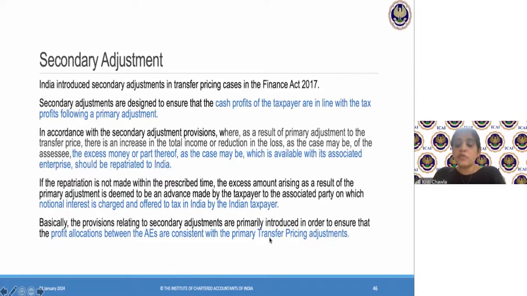There is a question on the group. What happens if the difference is recalculated or is paid without repatriation? I'm going to talk about that. But you know, this concept of without repatriation cannot really arise in that particular sense.